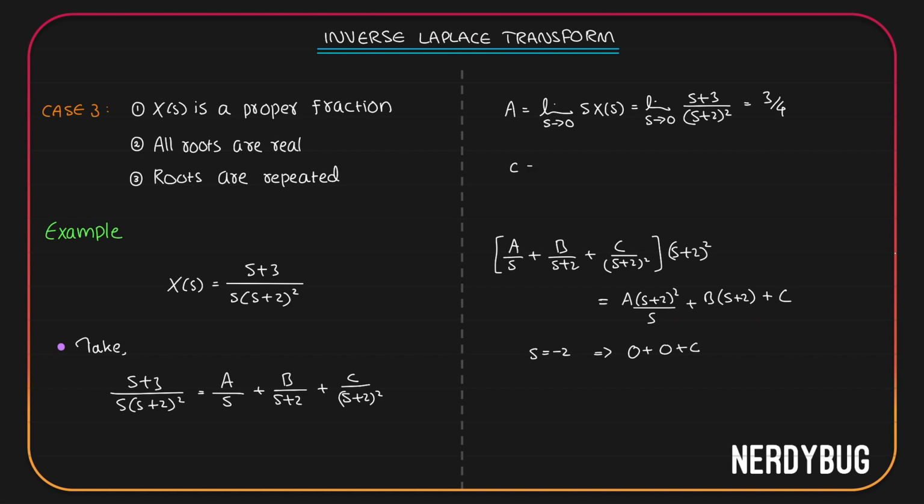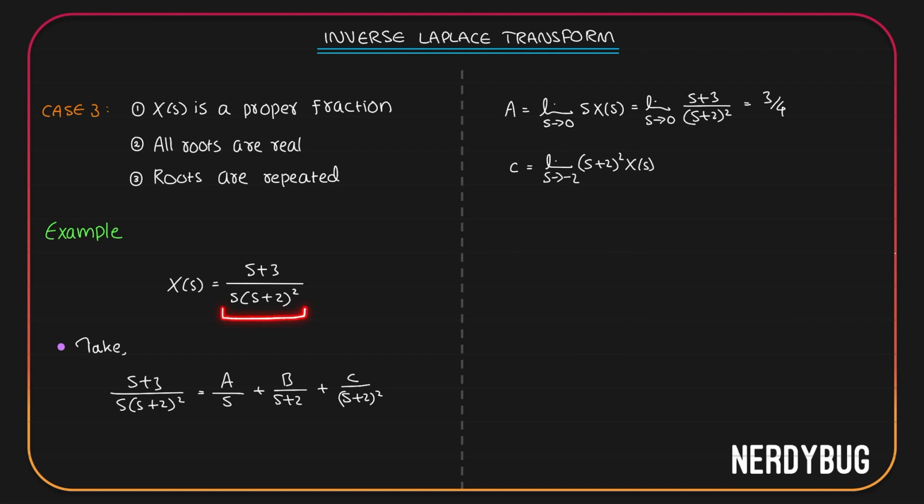So to get C, all you have to do is limit s tends to minus 2, (s plus 2) whole square multiplied by X of s. X of s is this. If you multiply it with (s plus 2) whole square, this will be gone. You get (s plus 3) by s. So this is limit s tends to minus 2, (s plus 3) by s. If you give minus 2 to s, C is minus 1 by 2.